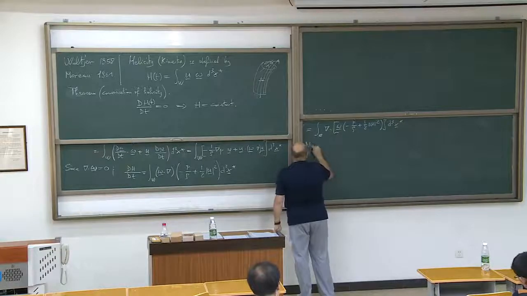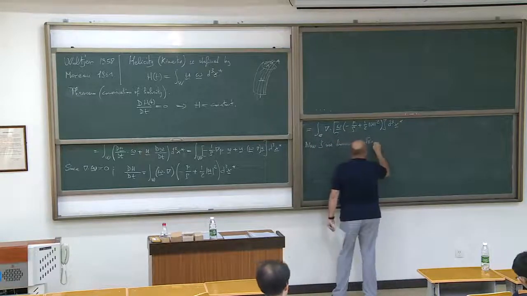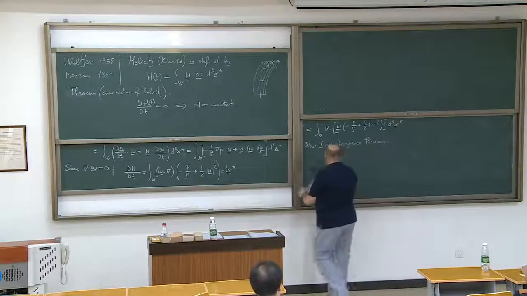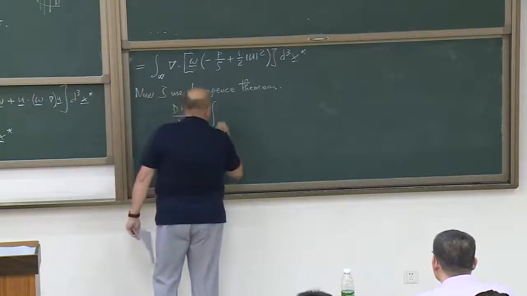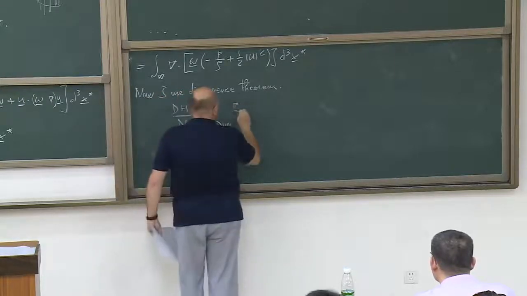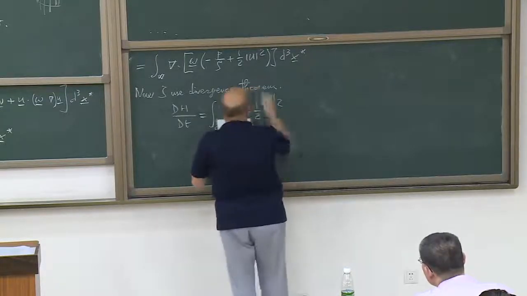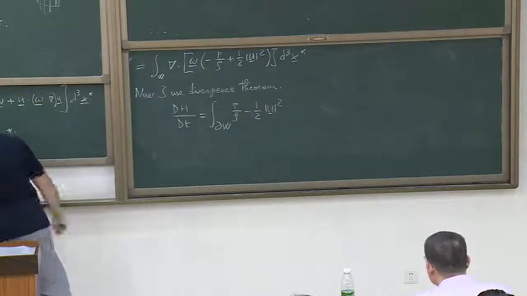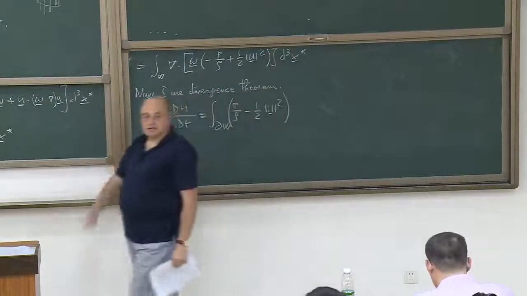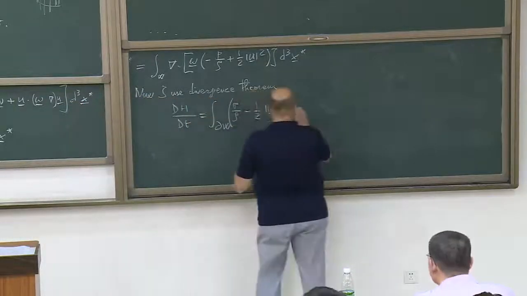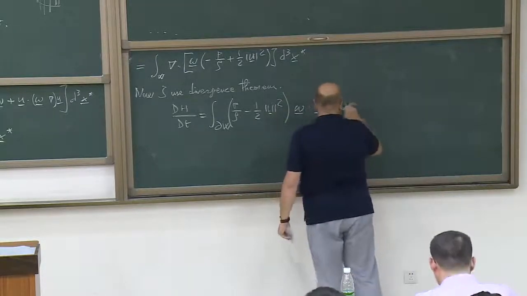Now I use the divergence theorem. And I have dH/dt equal to the integral on the boundary of W of p over rho minus half u squared. Okay. All this by the divergence theorem, I consider the flux through the surface. So I have a flux of omega through the surface, nu being the normal to the surface, d2x.